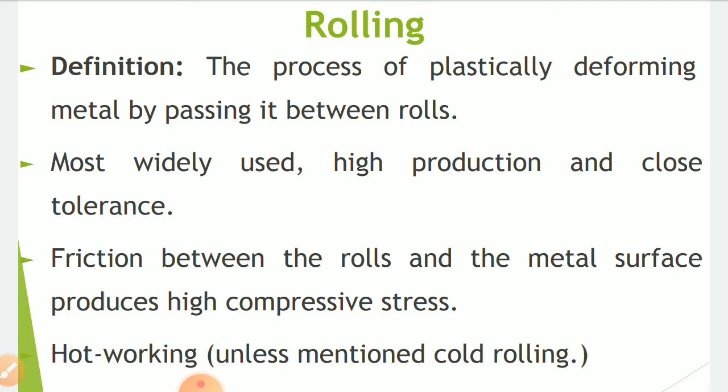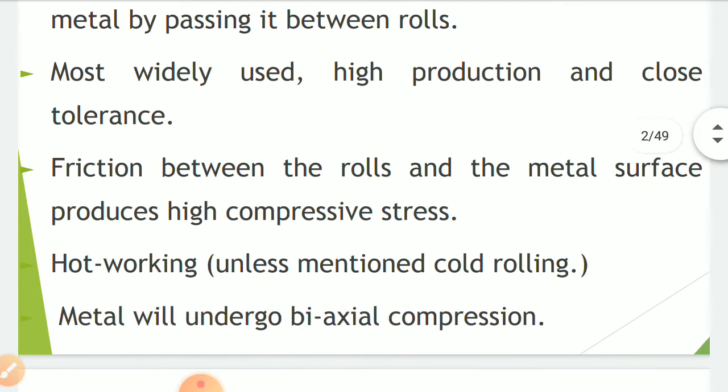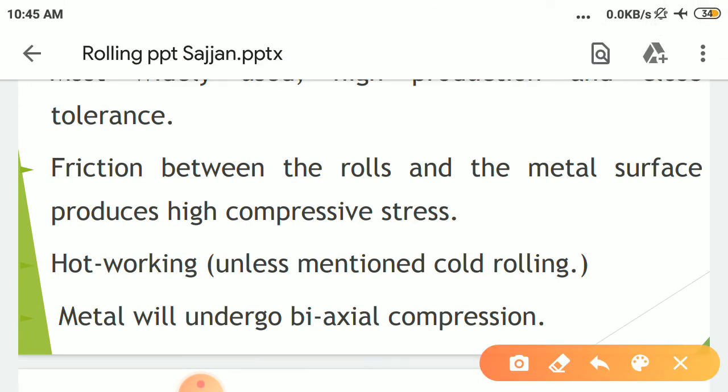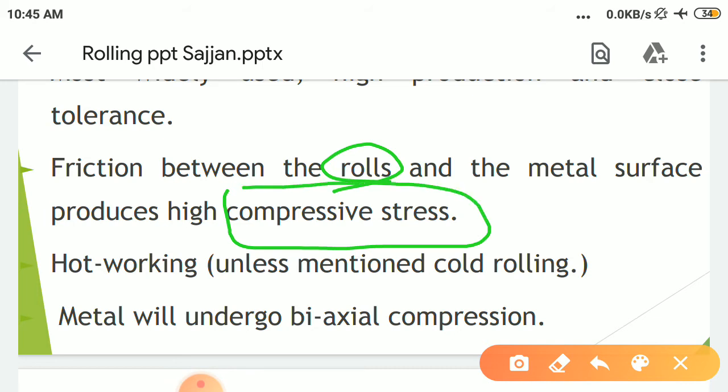So rolling process is most widely used, high production rate, and you will get very close tolerance. Now friction between rollers plays a very important role here. So the friction between the rollers and the metal surface produces high compressive stress. So this is a very important question from exam point of view. So in exams they will ask, in rolling process what type of stress will be there. So that answer will be, it will be a pure compressive stress, or it will be biaxial compressive stress.